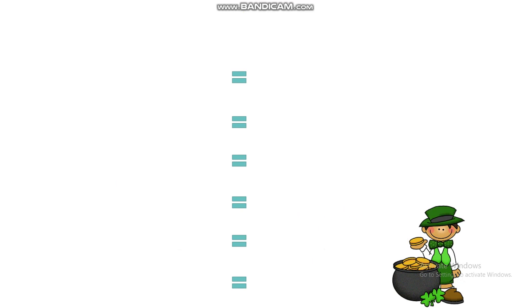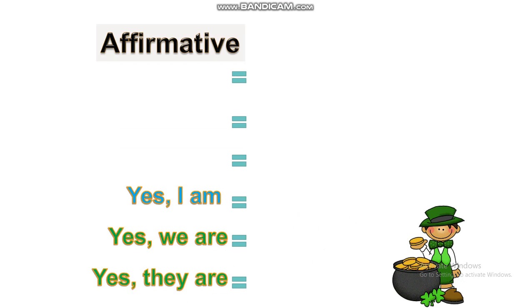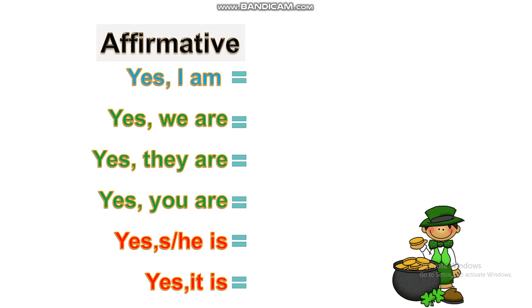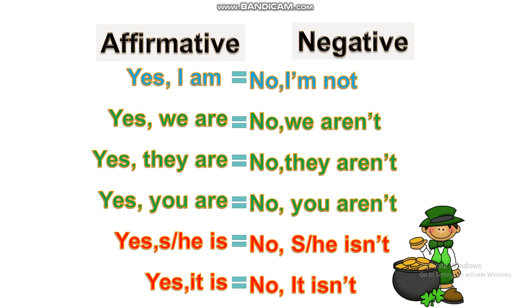To answer, we have affirmative and negative. So yes, I am. Yes, we are. Yes, they are. Yes, you are. Okay, yes, she is. Yes, it is. In the negative form, we're going to add not to the verb to be. So no, I'm not. No, we are not. No, they aren't. No, you aren't. No, she or he or it isn't.